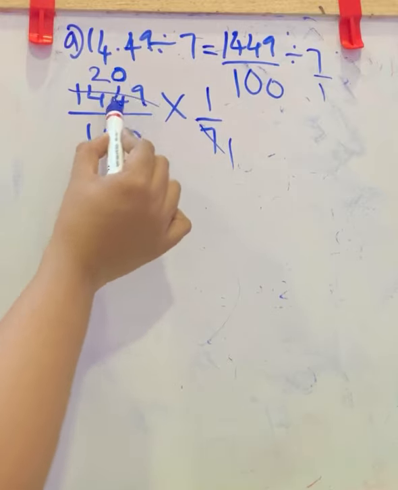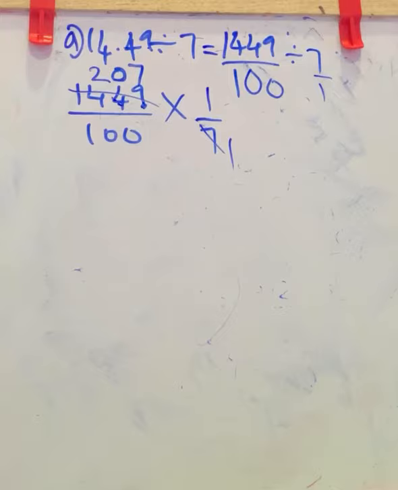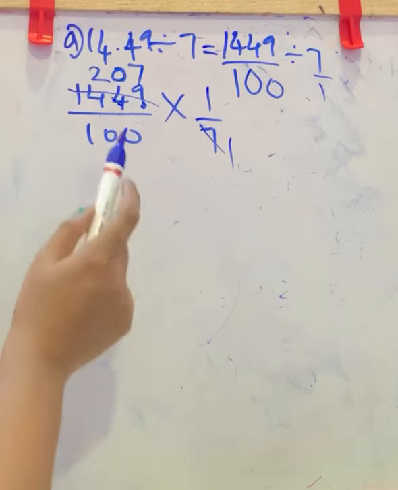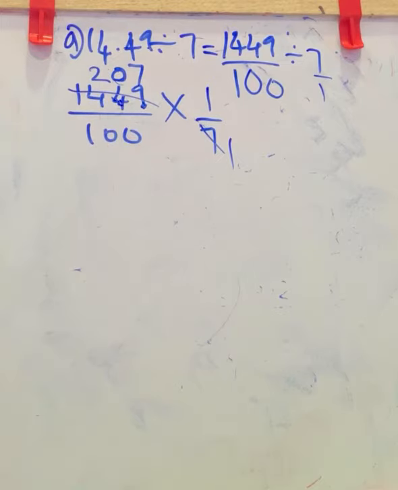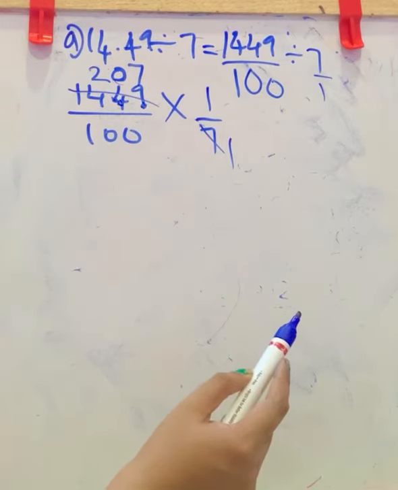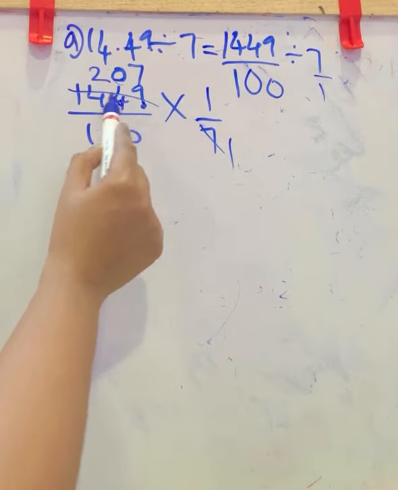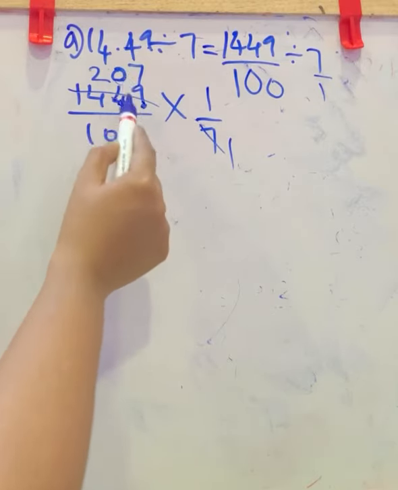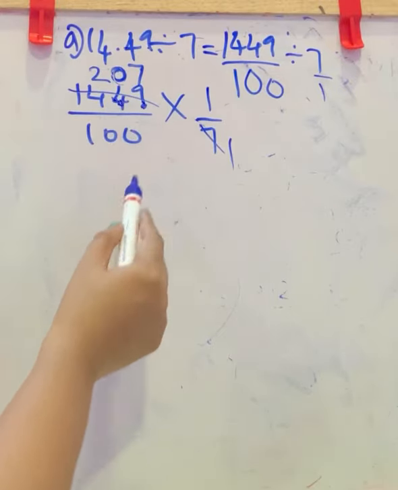Now take this 49 together. In 49, 7 sevens are 49. Don't forget to put the 0 here to show that it is not divisible by 7. Here 4 is not divisible by 7. You want to take this 4 along with this 9 and read it as 49. For that you have to put a 0 here. Then 7 sevens are 49.